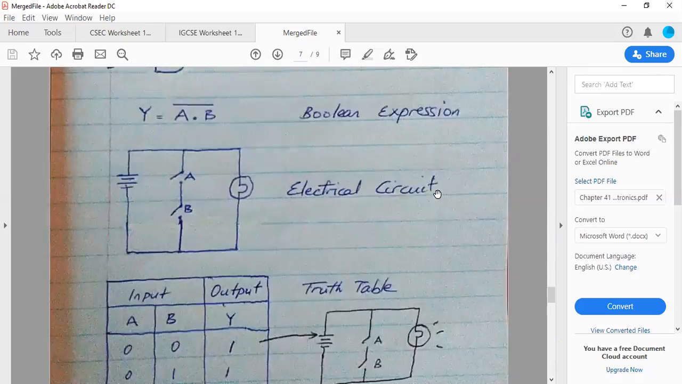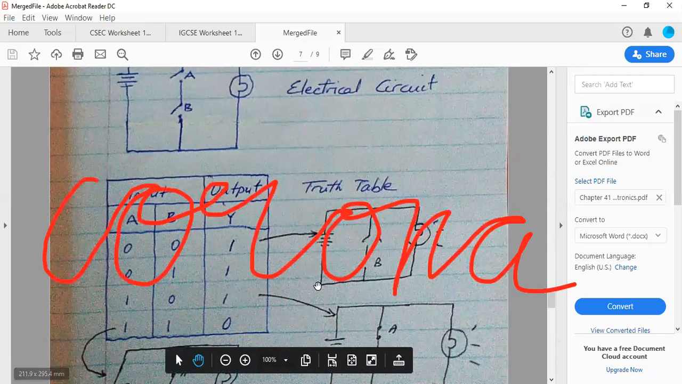So this is it here. This is an AND gate.